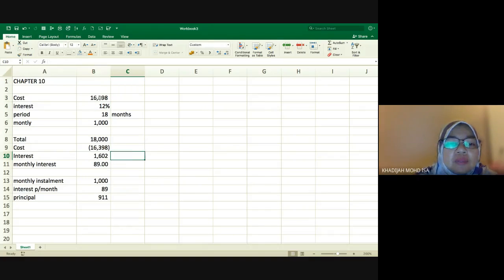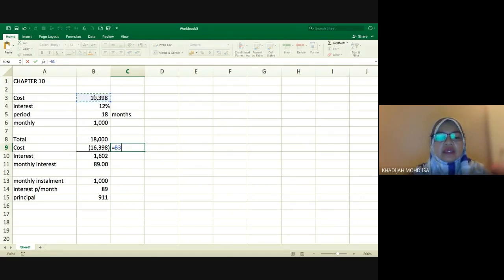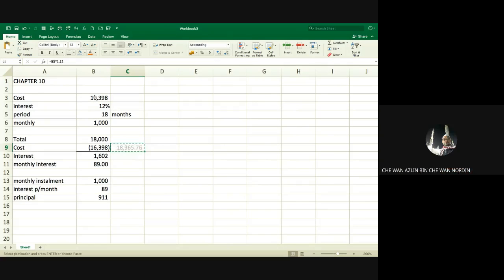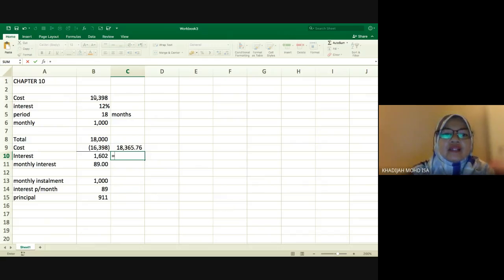Katalah you nak tengok betul tak you punya interest ni 1,602. This one you dapat macam mana? Because kita compare between your total cost that you pay 1,000 per month, kan? Monthly, yeah. Cost, kalau you nak tengok sini, I can do campurkan sini. 16,000 cost, kan? I can darabkan dengan 1.12. I nak cari apa tadi lah? Interest kan? Nak tengok interest kita betul tidak? I nak tengok interest ni darabkan dengan 0.12.